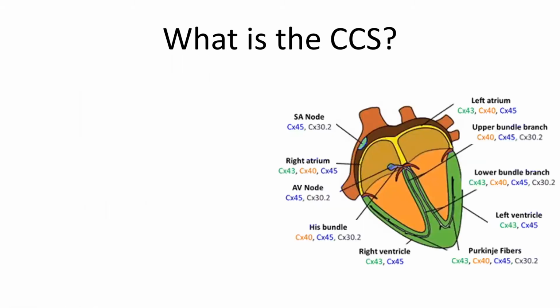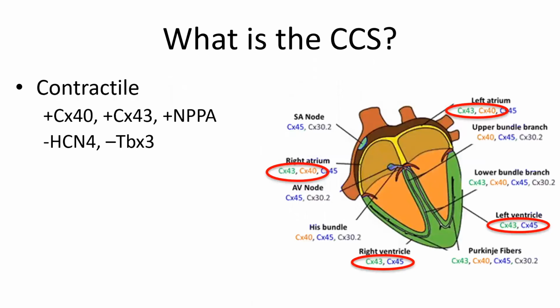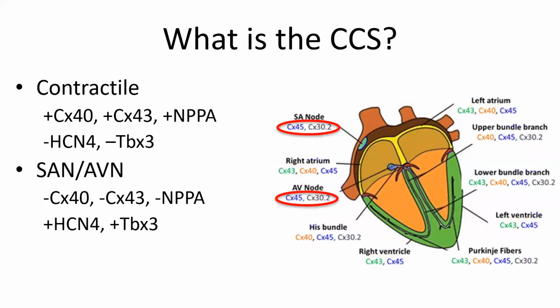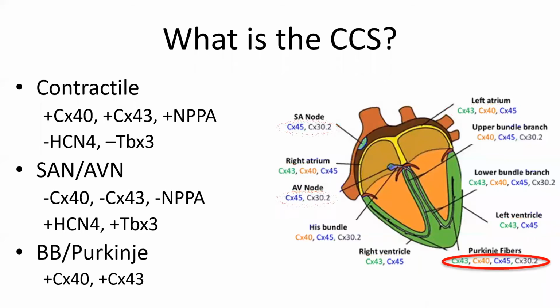Looking at some patterns here with the connexins, we see that the contractile myocardium has connexins 40 and 43, and the sinus node and AV node don't express either of those, but they express connexin 30.2, which is a low conductance, high resistance connexin. And then the bundles and the Purkinje fibers are a hybrid of these two because of how they develop.